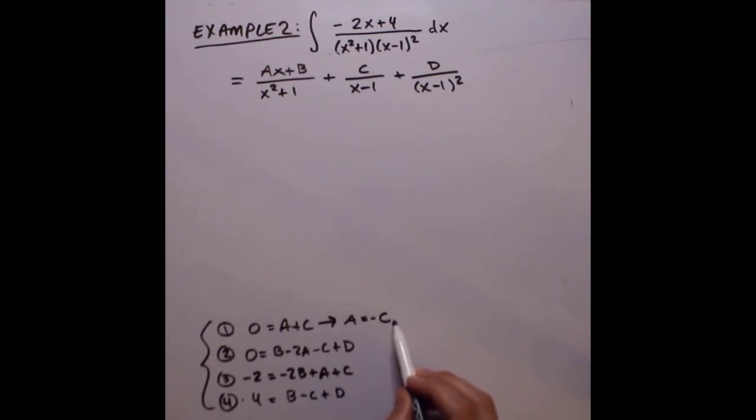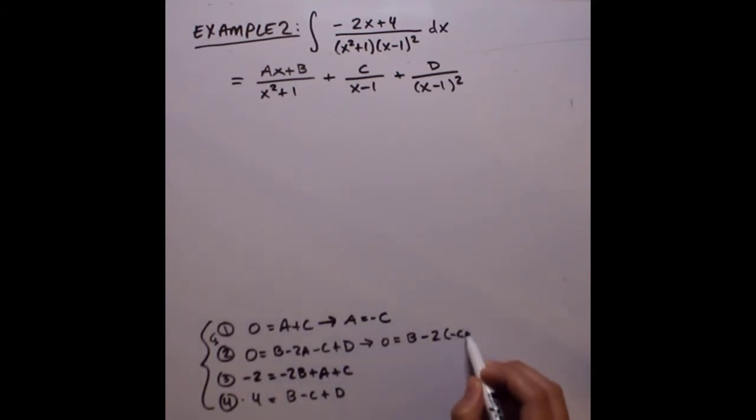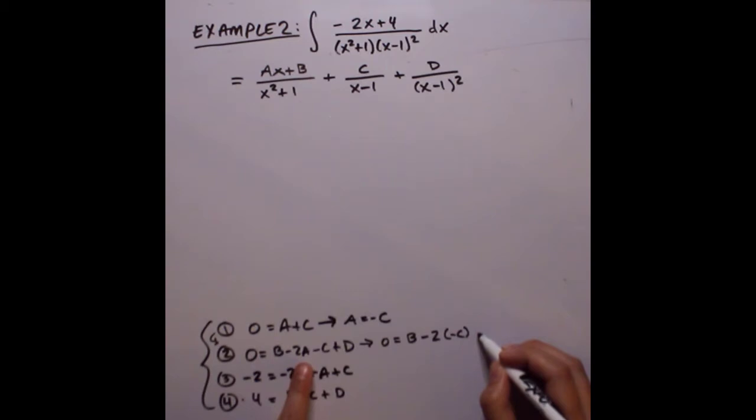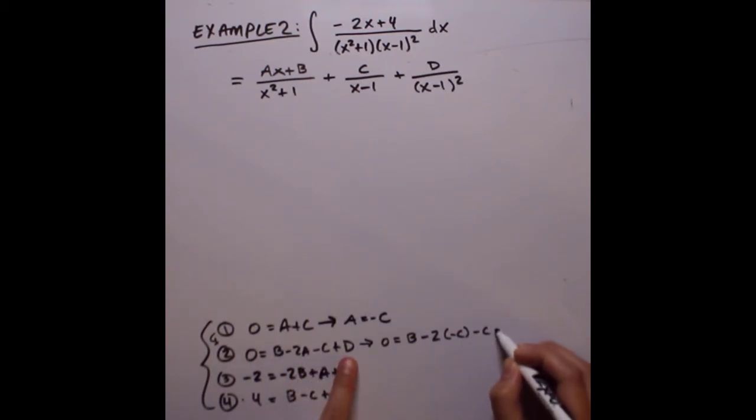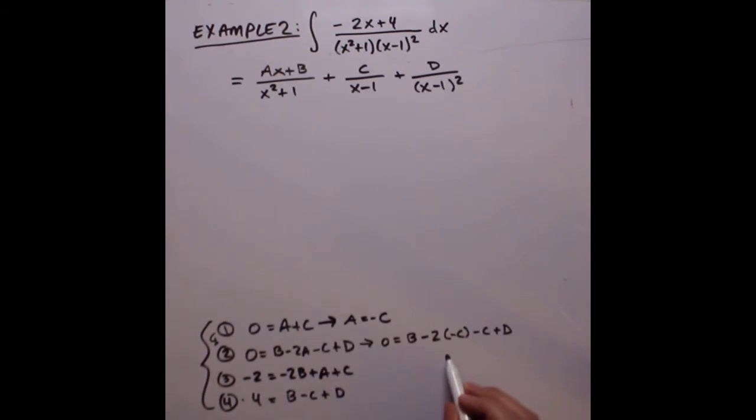So I'm going to take what I found in equation 1 and use it in equation 2. Let's plug it right in and see what we come up with. We have 0 equals b minus 2a, but we just said a is the same as negative c. So negative 2a becomes plus 2c, and then minus c plus d. Let's make this look a little better. So 0 is b, plus 2c minus c, so that's plus c plus d. Based on what we have now, we have an equation with b, c, and d in it.